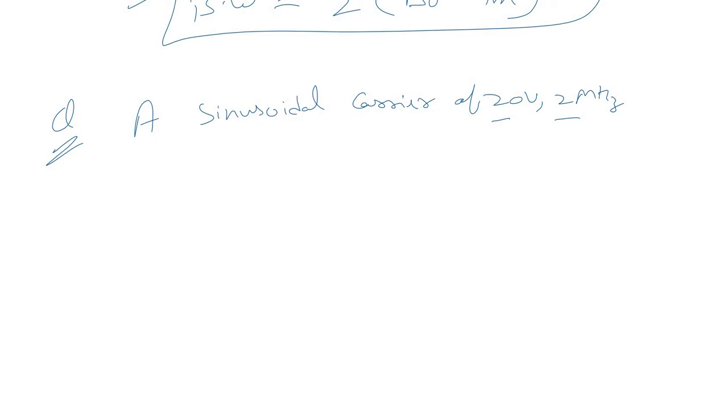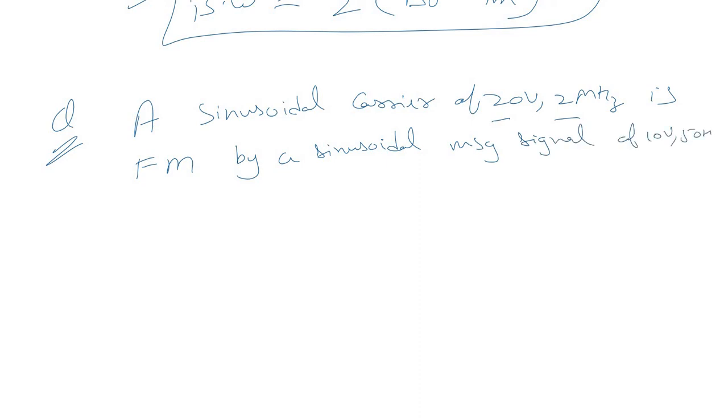A carrier signal is given, which is frequency modulated by a sinusoidal message signal of 10 volts and 50 kilohertz. So these are the parameters of the message signal given to us, and kf, that is the frequency sensitivity constant, is given as 25 kilohertz per volt.